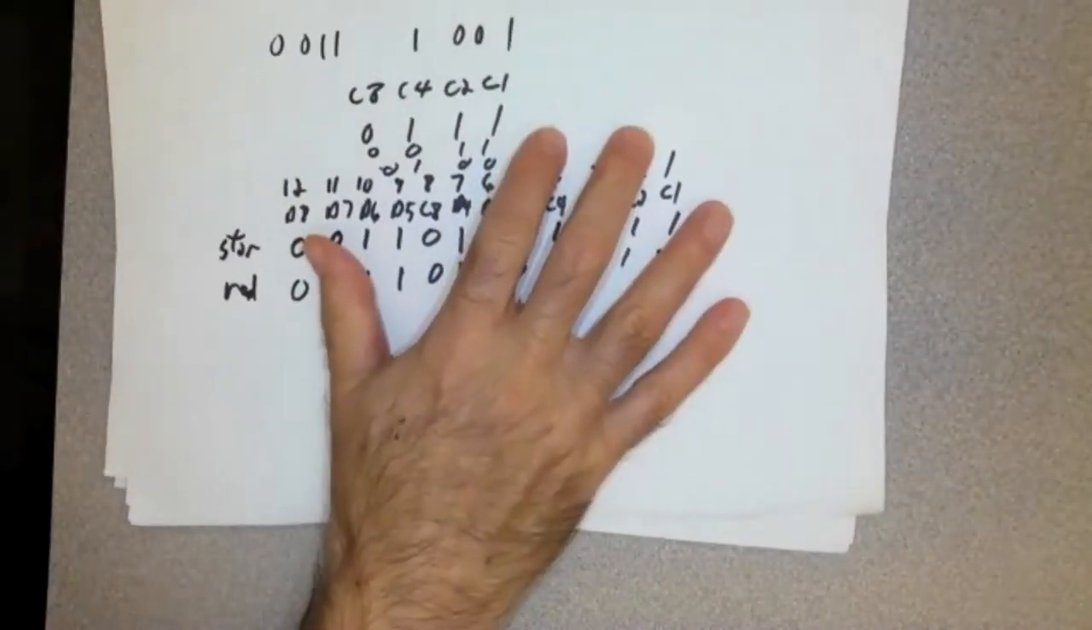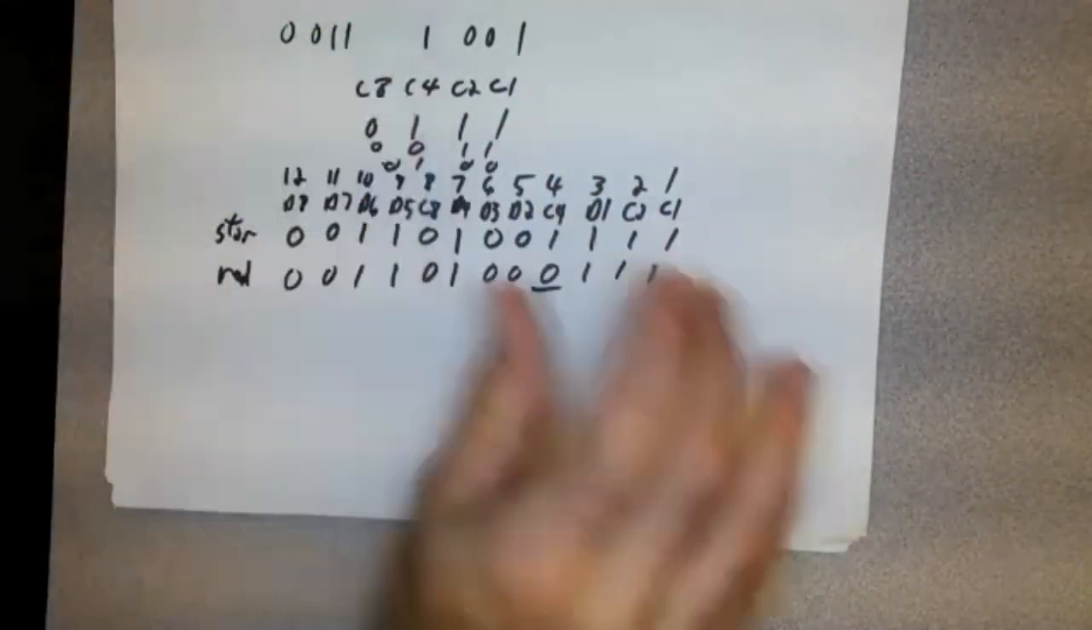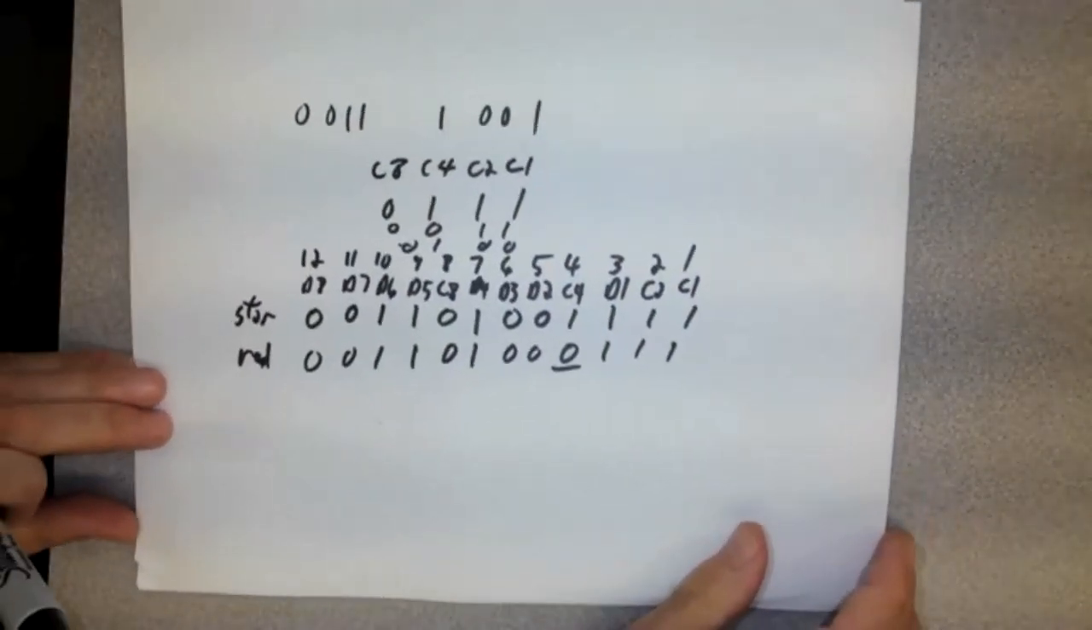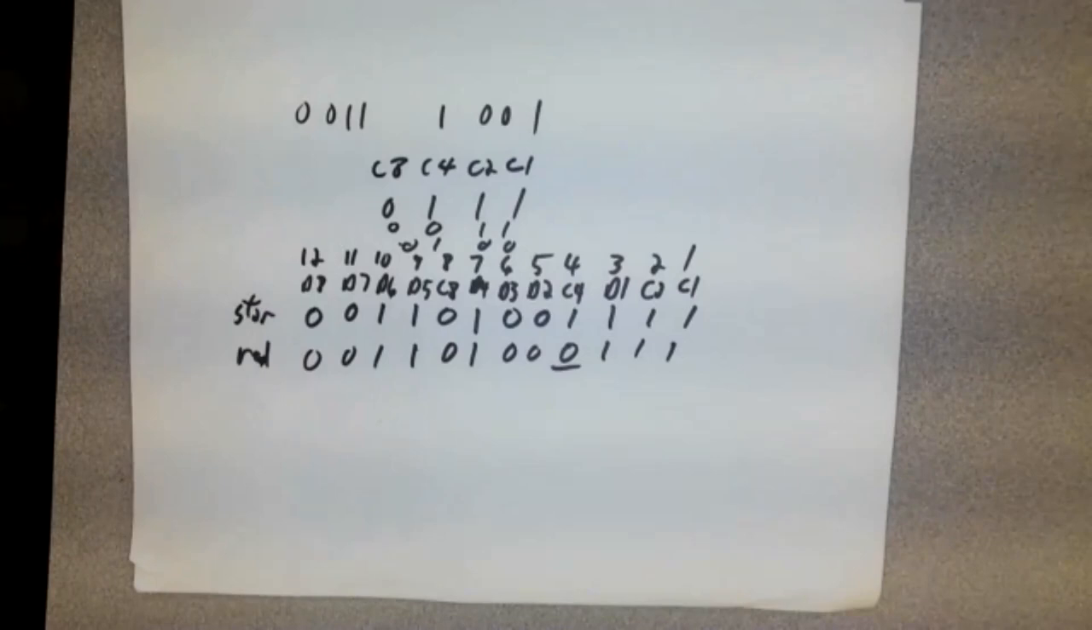So hopefully that's readable. Does that seem big enough for people? I haven't used the dot camera a whole lot yet in this class.